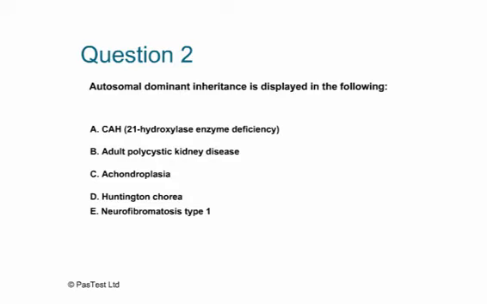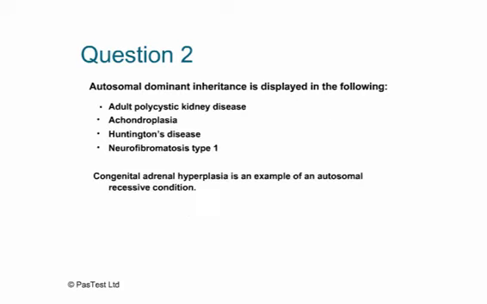In this list, all except A, congenital adrenal hyperplasia, show autosomal dominant inheritance. You'll note that adult polycystic kidney disease is a dominant condition, whereas recessive infantile polycystic kidney disease is a recessive condition. So here is the list again, and of course congenital adrenal hyperplasia is an autosomal recessive condition.